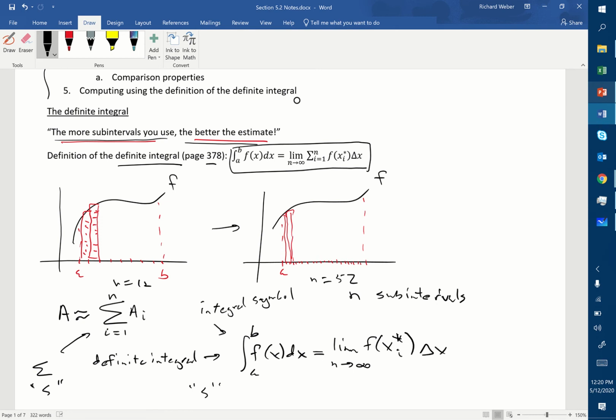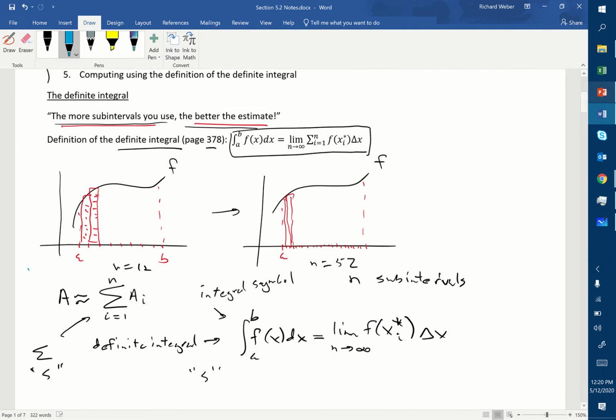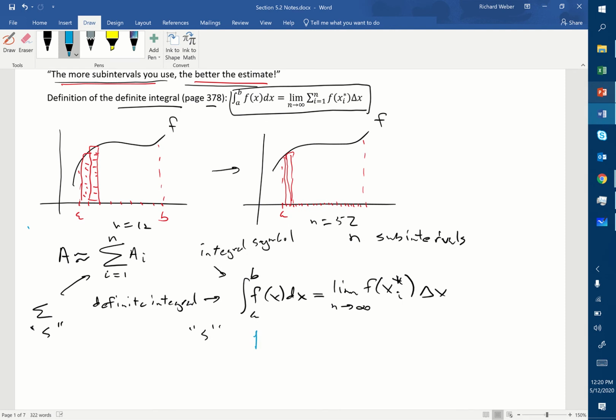So let's talk about this. This is where we want to spend some time, okay? First of all, the numbers here, I bet you recognize them, the A and the B. Well, that's the start and the stop of your interval. And these are called the limits of integration.